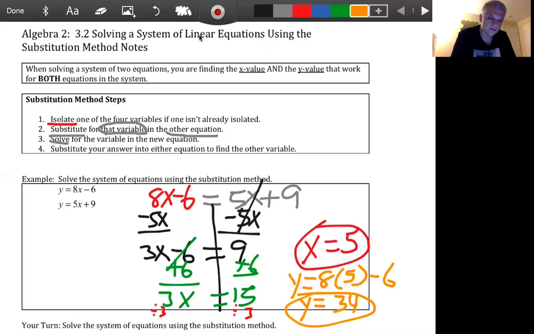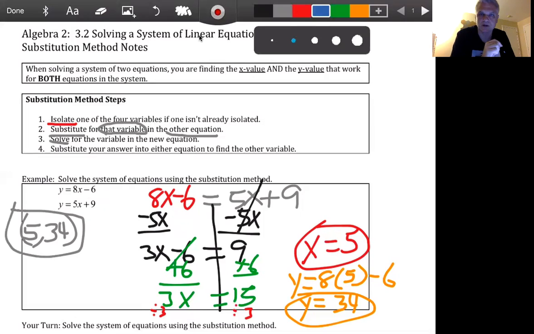So my answer is that these two lines, if I graph them, would intersect at the point (5, 34). Okay, check your answer. The nice thing about algebra is you should never give me a wrong answer. Why not? Because you should be able to find out if it's right or not. If it's right, give it to me. If it's wrong, go back and find what you did wrong.